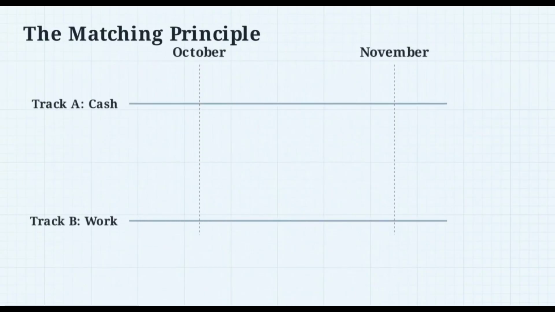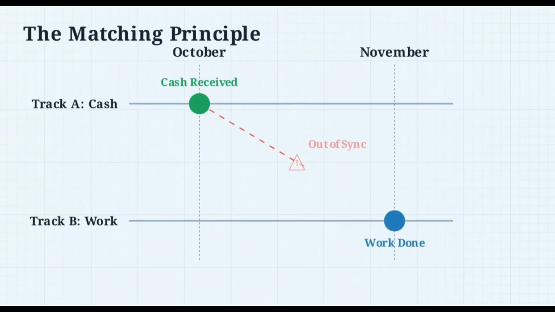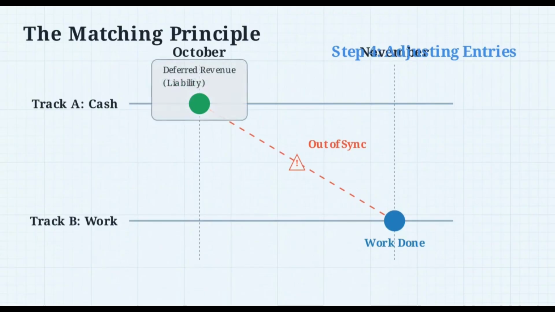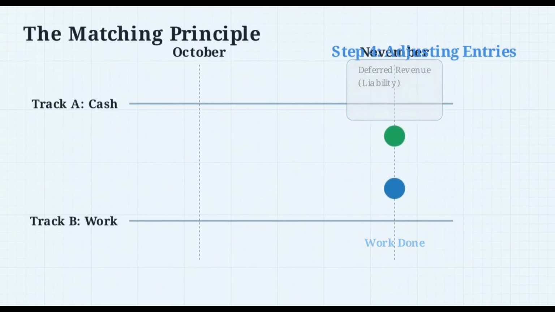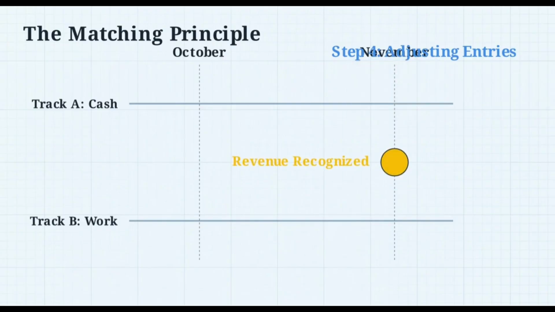This dual-track timeline illustrates the core rule. Revenues and expenses must be recorded when the work is actually done, regardless of when the invoice is paid. A customer might pay you in October on track A, but if you don't actually perform the service until November on track B, your data is out of sync. To fix this timing distortion, we use step 4, adjusting entries. We hold that cash payment on the balance sheet and shift it across the timeline into your actual income column only when the work is complete in November.